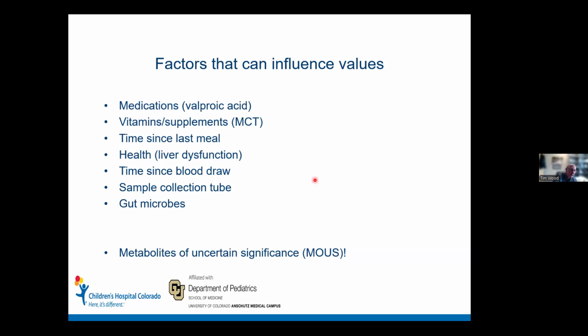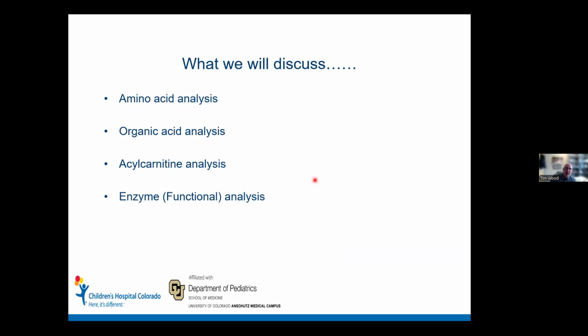And then what I want to do is spend the rest of the time talking about 4 specific tests. We're going to talk a little bit about amino acid analysis, organic acid analysis, acylcarnitine analysis, and a little bit about enzyme or functional analysis. Again, there are all kinds of people that can give great lectures on peroxisomal defects and other things. I just didn't pick those for this talk. The rationale was that pretty much everybody in our field is going to deal with these 3 to 4 tests at some point. So we would start here, and then you can branch out from there.